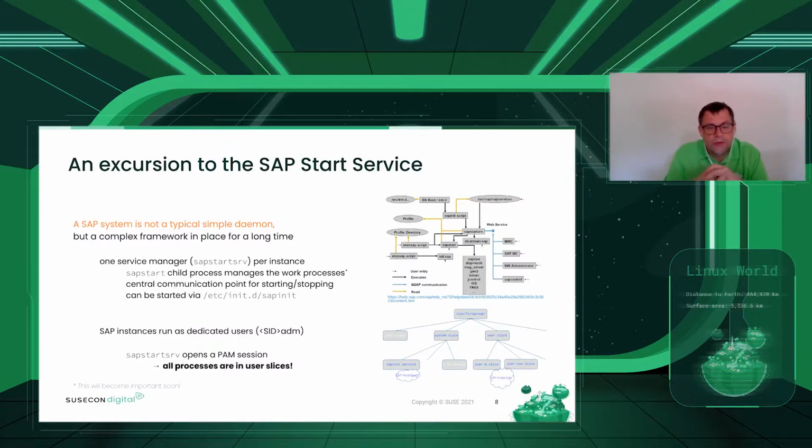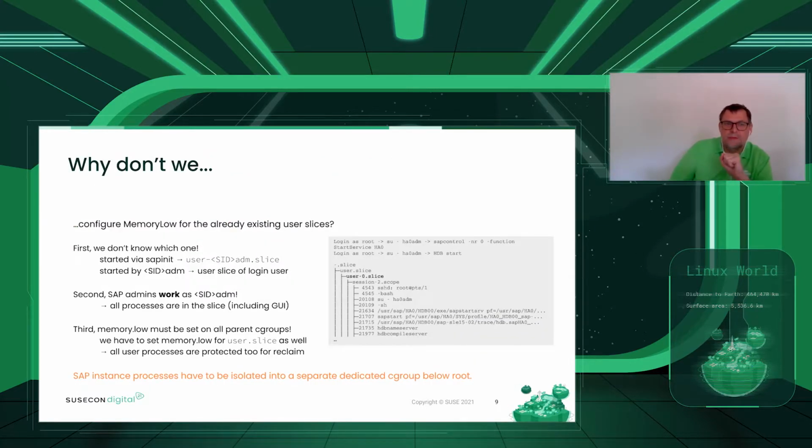And this is important because SAP instances normally run as a dedicated user, as the SIDADM. And what sapstartsrv does, if it starts an instance, is open a PAM session for a user, and then all the processes there are in user slices. So we have the SAP instance anywhere on the right-hand side down, anywhere in user slices. I say anywhere because I cannot really say which user it is, because this is our first big problem. We don't know that. If you started via sapinit, it will be the slice of the SIDADM. But if you started via SIDADM, so you log in and stop and start the instance, then it will be the user slice of the login user. And this is not usually the same. So it must not be SIDADM.